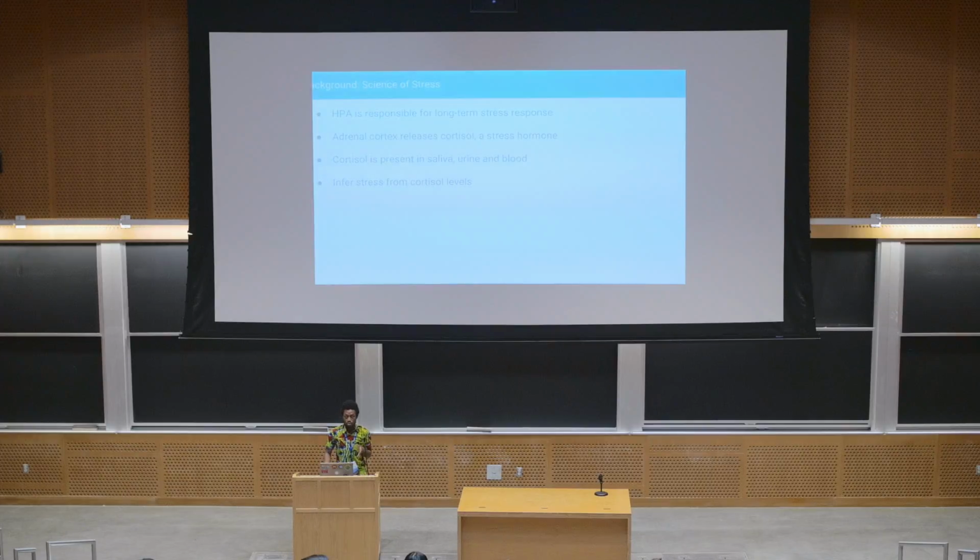The HPA is responsible for the long-term stress response, and it deals with the secretion of cortisol, which is a stress hormone present in saliva and urine, and we can infer stress by looking at a person's cortisol level. The SAM is responsible for the short-term stress response, and that deals with the autonomic nervous system, which has two parts: the sympathetic nervous system, which increases the heart rate when a person is stressed, and the parasympathetic nervous system, which reduces the heart rate when the stress period ends.